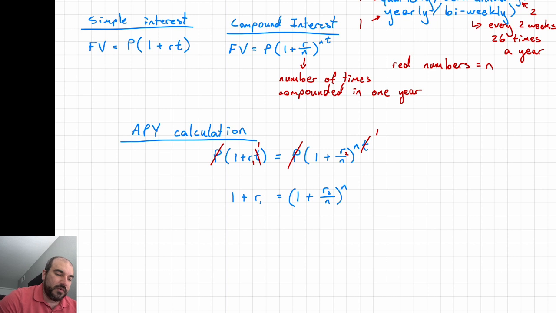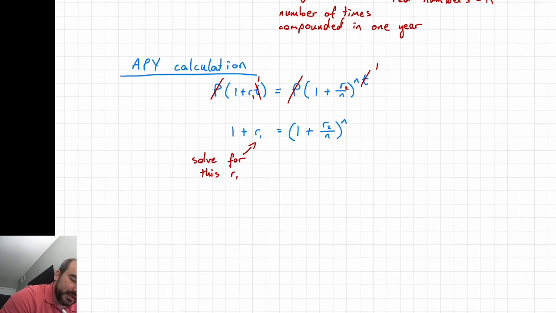And this is the simplified version of that equality because we've gotten rid of the p's. We got rid of the t because it's equal to 1. Little notes for us here. This R is what we're solving for. So solve for this R1. And we can do that, I guess, in terms of the equation. R1 is what we're looking for in the APY calculation. So the APY calculation is find R1, if you want to make a note to yourself.